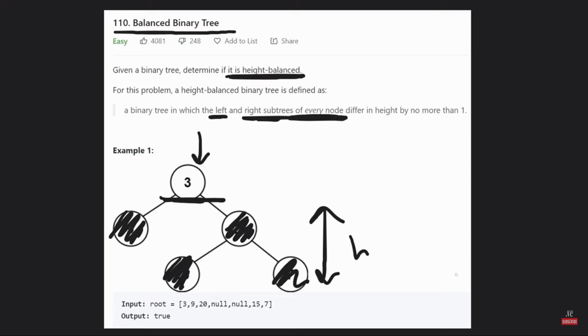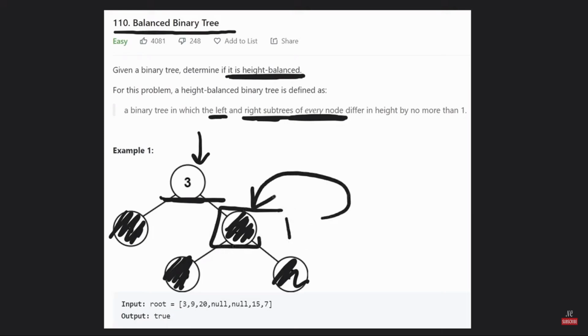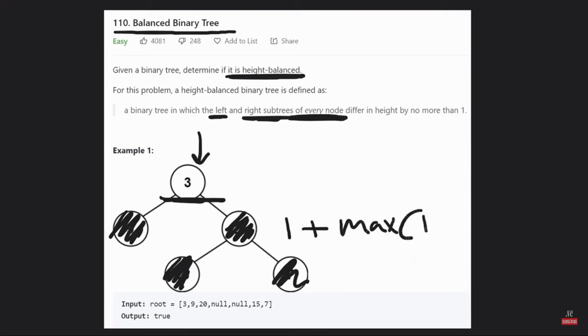How can we easily determine that? Well, we know that this was 1, this was also 1, so from here the height is just going to be 1, meaning this 1 comes from this node over here, plus the max of its left and right subtrees, which we know are both 1, so we can take the max of 1 and 1. That's going to end up being 1, so the height of the overall tree is just going to be 1 plus 1, which is 2, right? So the height of this tree is going to be 2.